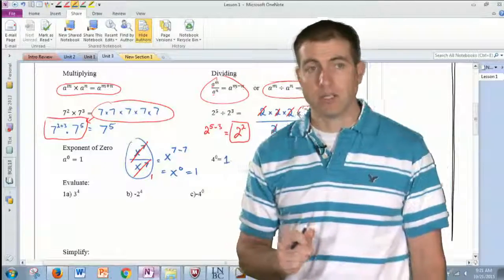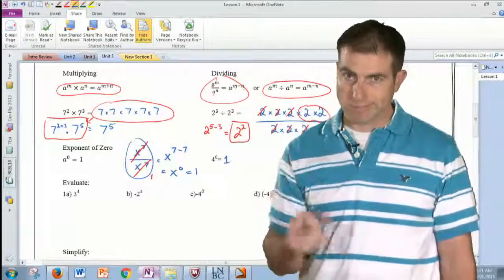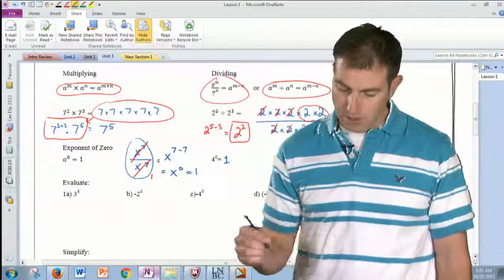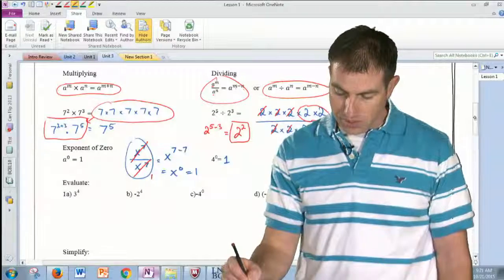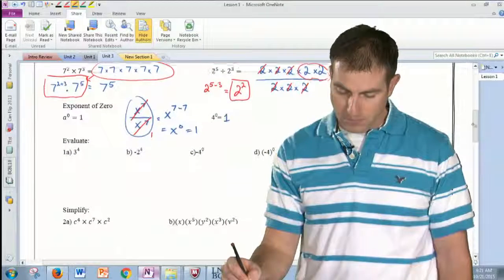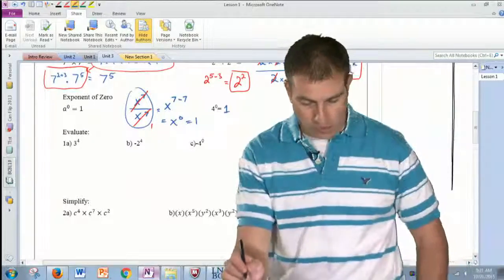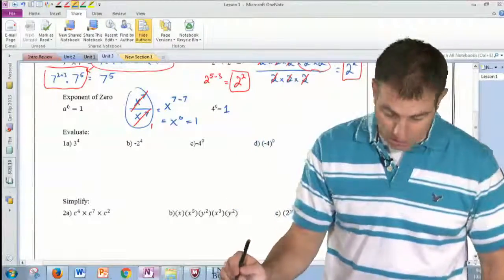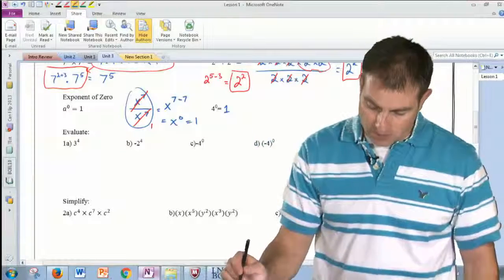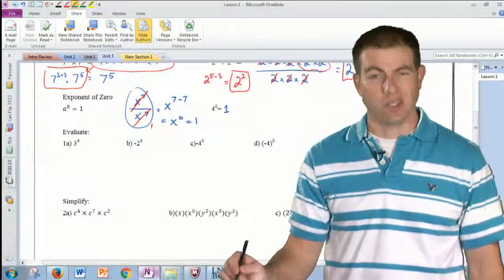So 4 to the power of 0 is just going to give me 1. There you go. The next one asks us to evaluate. Again, this is just stuff from grade 9, so hopefully we can just kind of whiz through this. If you want to get ahead of me on this stuff, that's fine. This is mainly just to figure out if you can use your calculator properly.